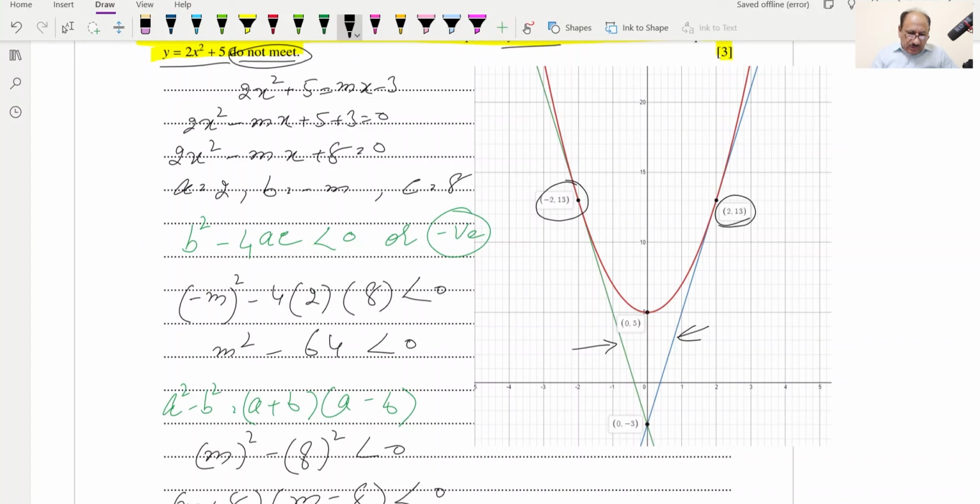these two equations are in between minus 8, m value greater than minus 8 and less than 8, so within this range, and excluding, it's not less than or equal to, this type of symbol is not there, it's only less than. Hopefully you understood this. Now we can move to the next question.